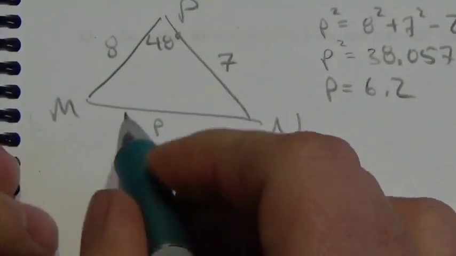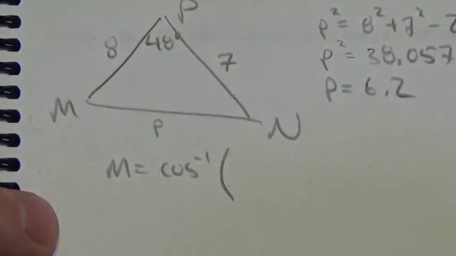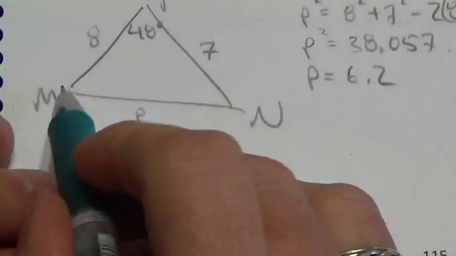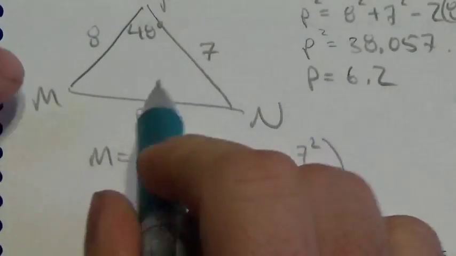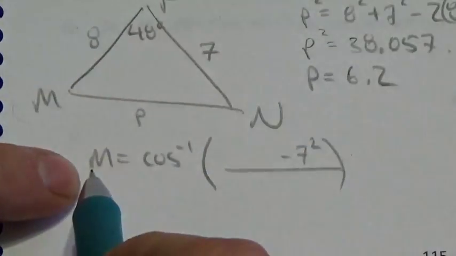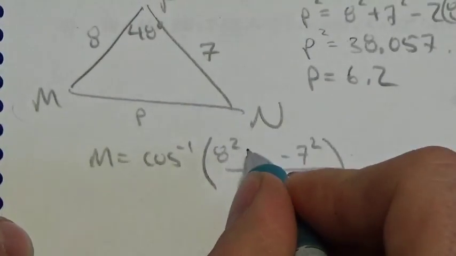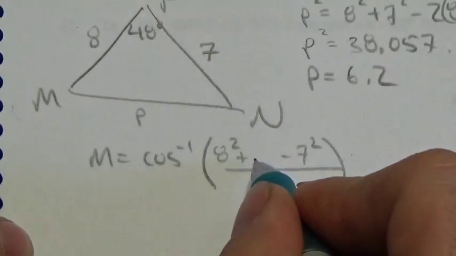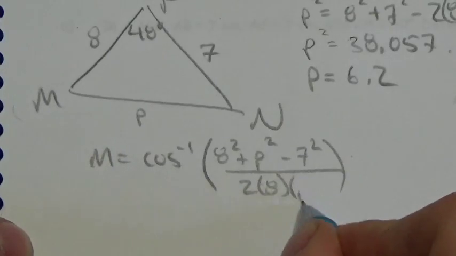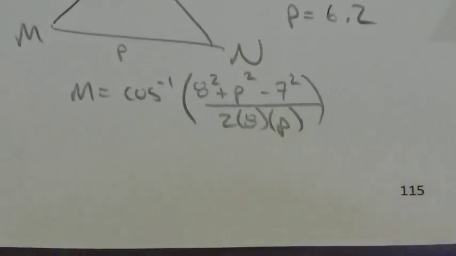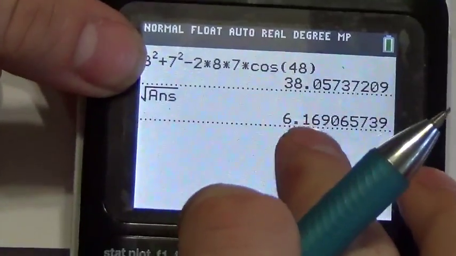Okay, so angle M is going to be the inverse cosine of, and now bear in mind, I'm going to subtract the 7 squared up there. That's the link. I'm looking for angle M. I'm going to subtract little m squared. So this is going to be 8 squared plus, now I'm just going to say p squared, and this will be over 2 times 8 times p. Now when I go to my calculator, instead of the p, I'm going to use answer because I already figured out what little p is here.